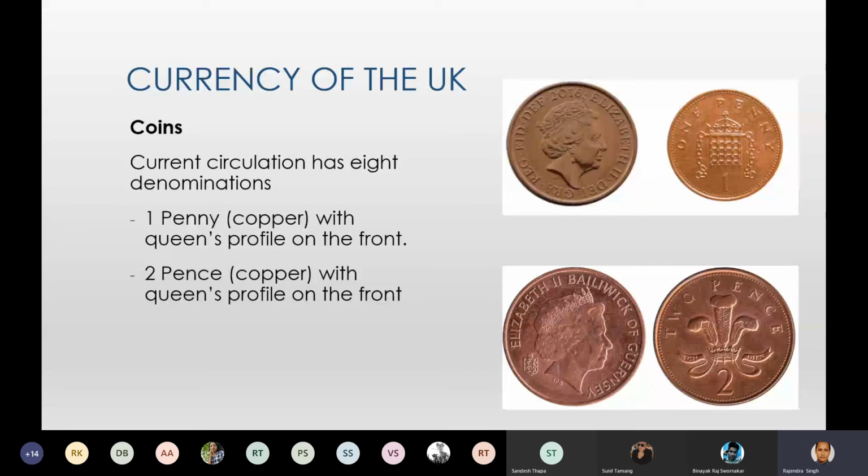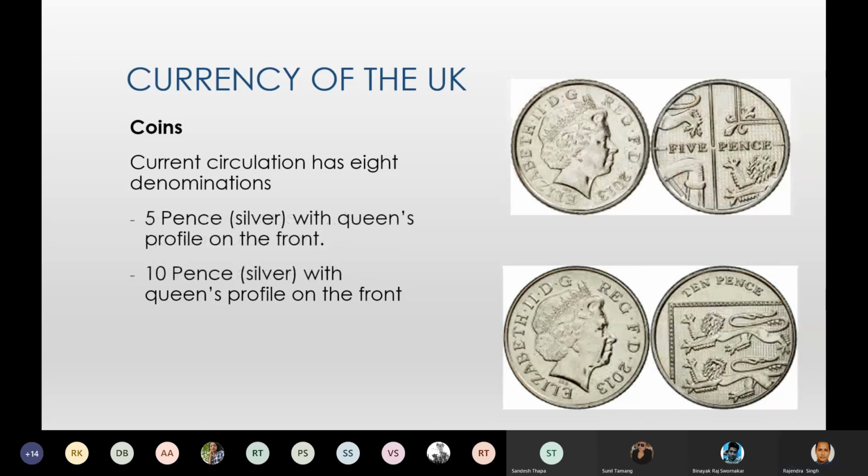So 100 pennies would make 1 pound. Yes, sir, I got 1 pound. I have a 1 pound coin, sir. That's good. How did you get it? My friend gave me. Your friend from the UK? No, sir, my school friend. I don't know how he got it, but he gave me. All right, that's fine.